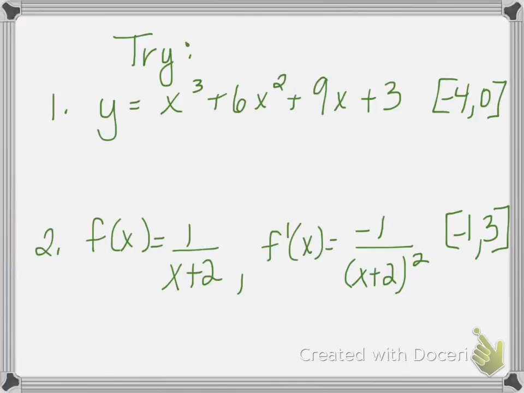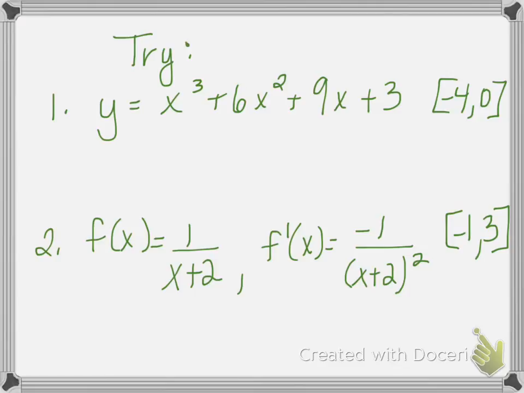Alright, here's 2 try problems. The first one, you're going from negative 4 to 0. It's more of a traditional kind of problem where you find the derivative, set it equal to 0, make the number line, and then find everything that you need to find. Make sure you make your explanations. Number 2 might throw you for a loop, but it's not that bad. Just be careful as you're doing it and pay attention.